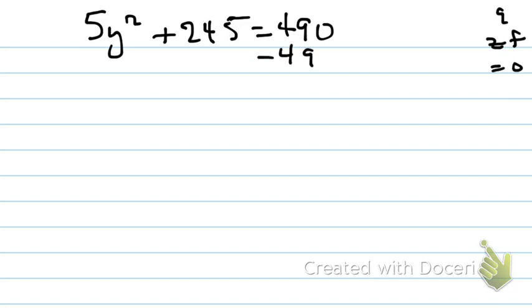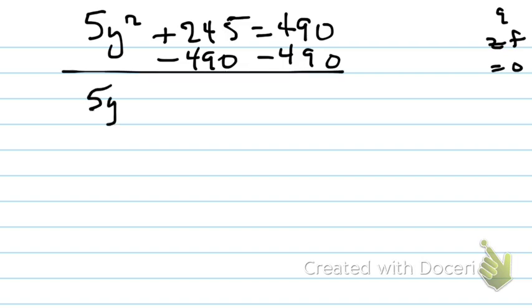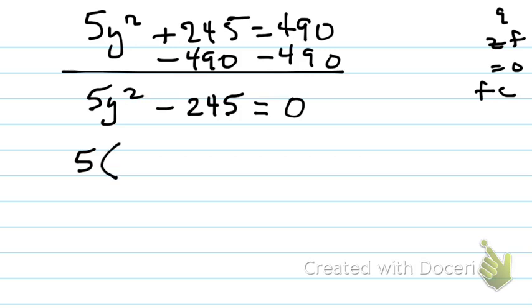Nope. I need to subtract the 490 from both sides, which gives me 5y squared minus what? 245 equals 0. Then, after I set it equal to 0, I need to what? Factor completely. What do you look for first when you're factoring anything? GCF. Is there one? What? Yeah, they'll both divide by 5. Remember, GCF can be just a plain old number, which gives you y squared minus what?